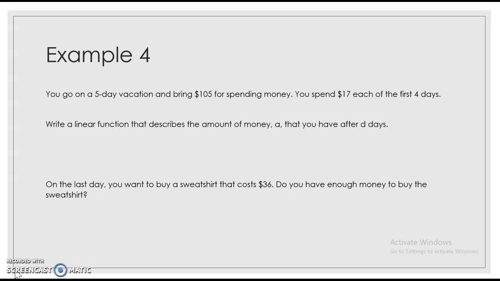So here we go. We're going on a 5-day vacation. Don't we all need one of those again? And we bring $105 for spending money. So that's our start, right? That's what we're starting with. So that would be our y-intercept because that's our starting amount. You spend, so that means we're doing a negative $17. Oh, there's that keyword each. So that's telling us slope for the first 4 days.